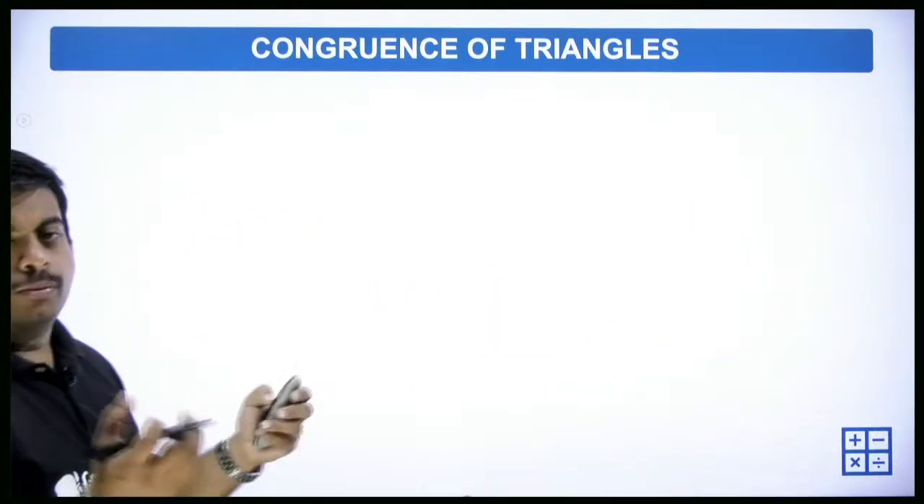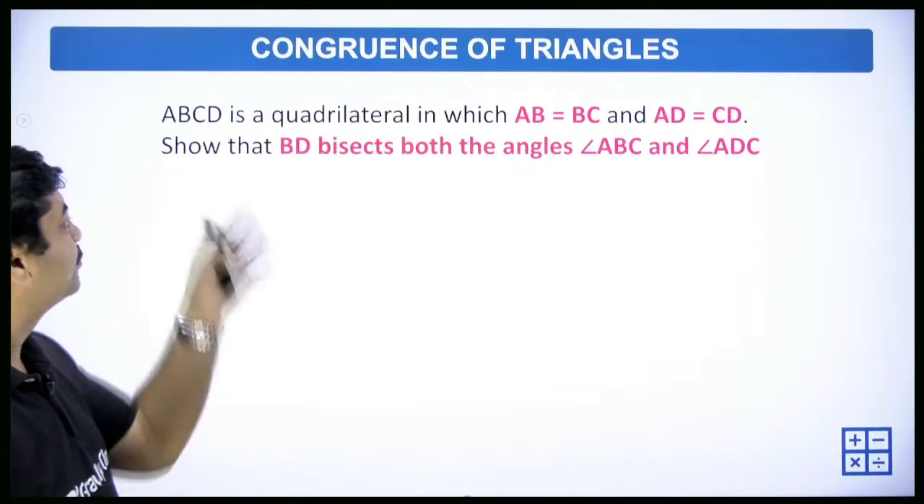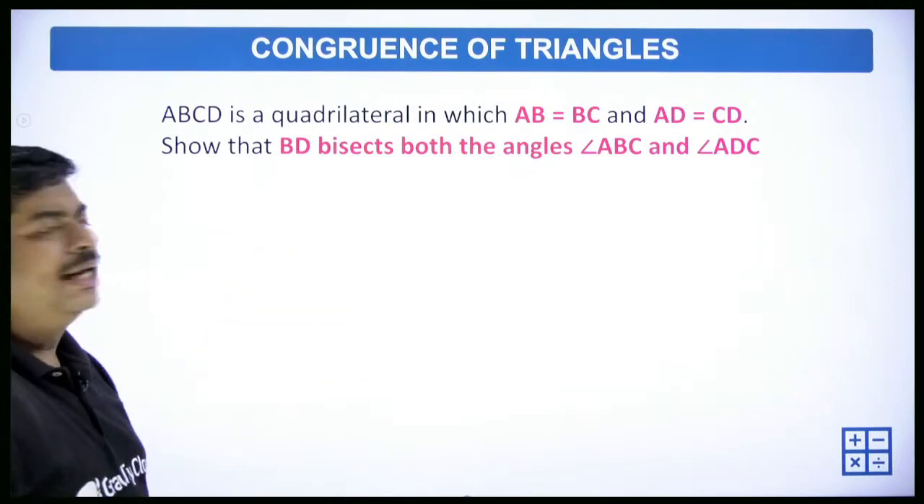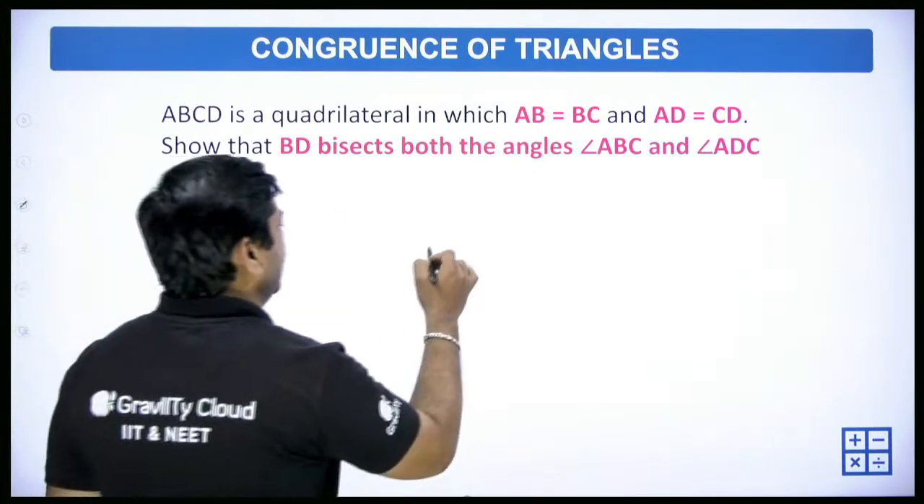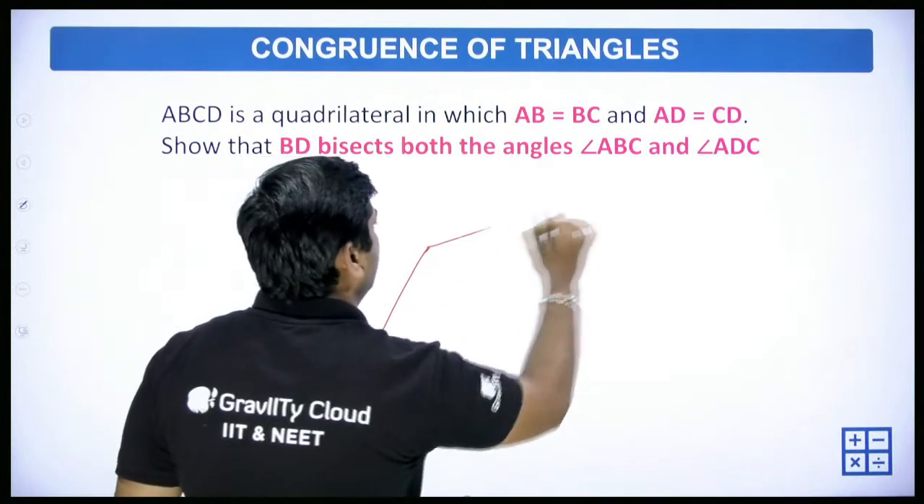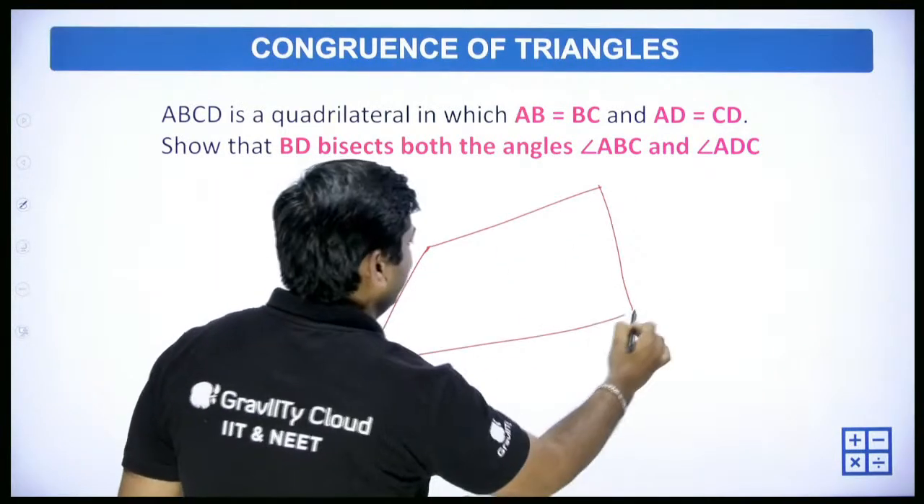I'll give you one or two more questions so that you can try them. ABCD is a quadrilateral. We don't know which quadrilateral it is. Let me draw any quadrilateral. This is one type of quadrilateral, it can be anything.